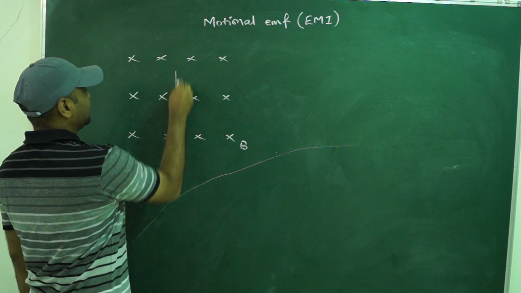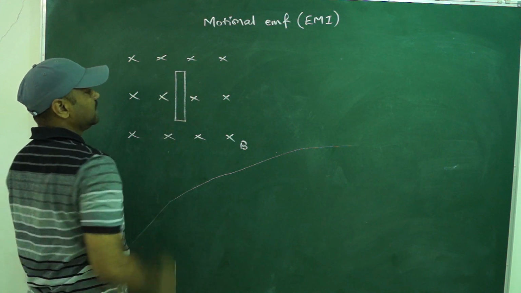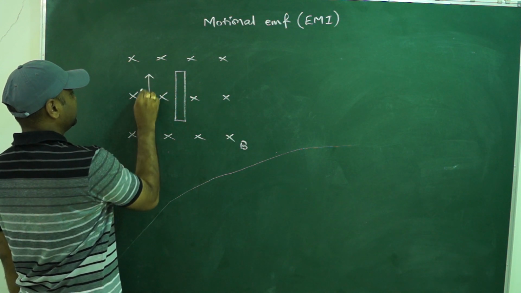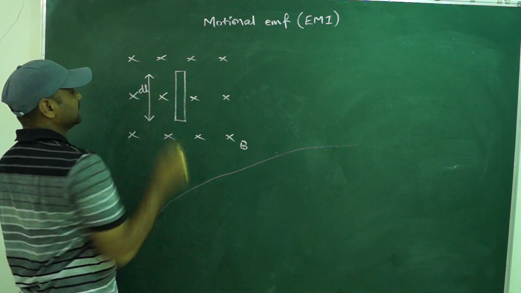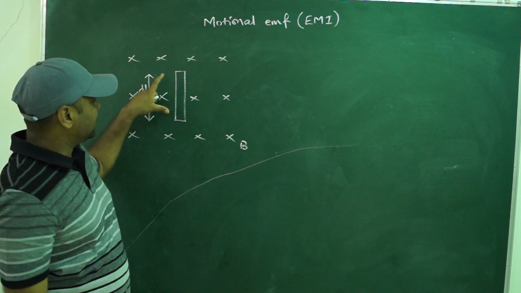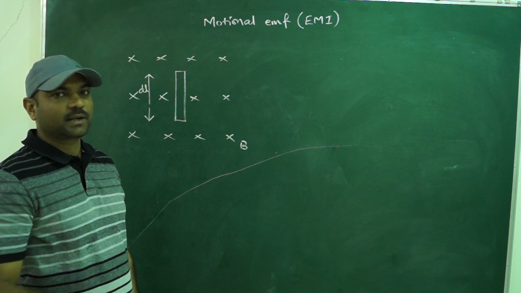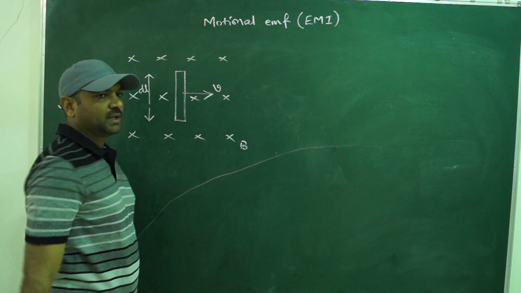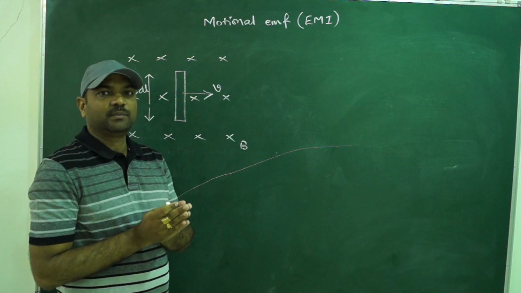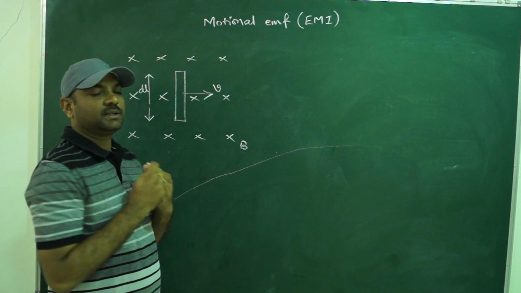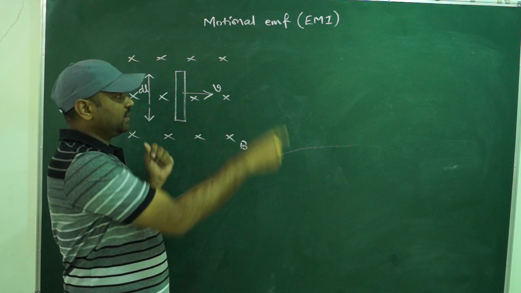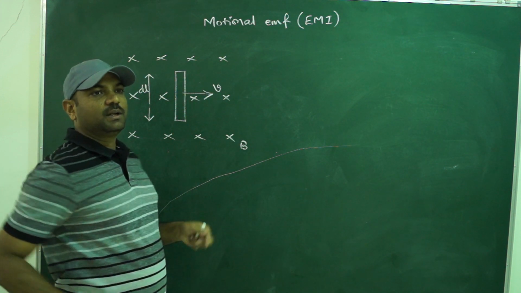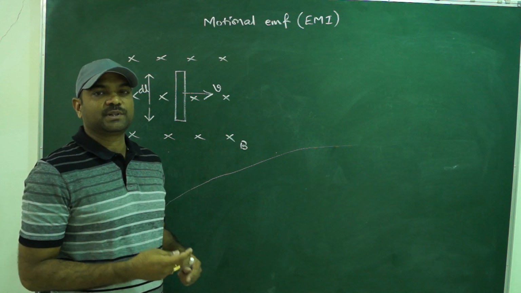Now I am taking a straight conductor of length dl, a very small part of the conductor. I am supposing that the conductor is moving with velocity v. This is just one simple case, not completely describing the concept, and we will write down the general expression so that we can apply the formula anywhere.